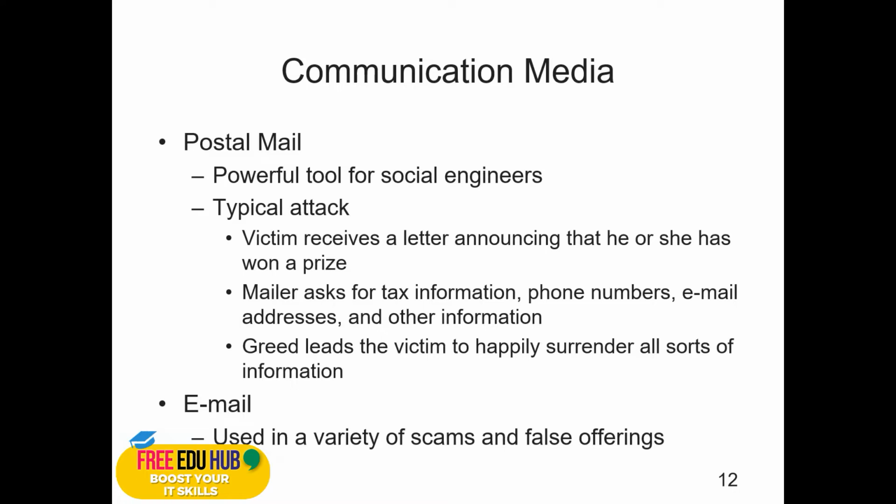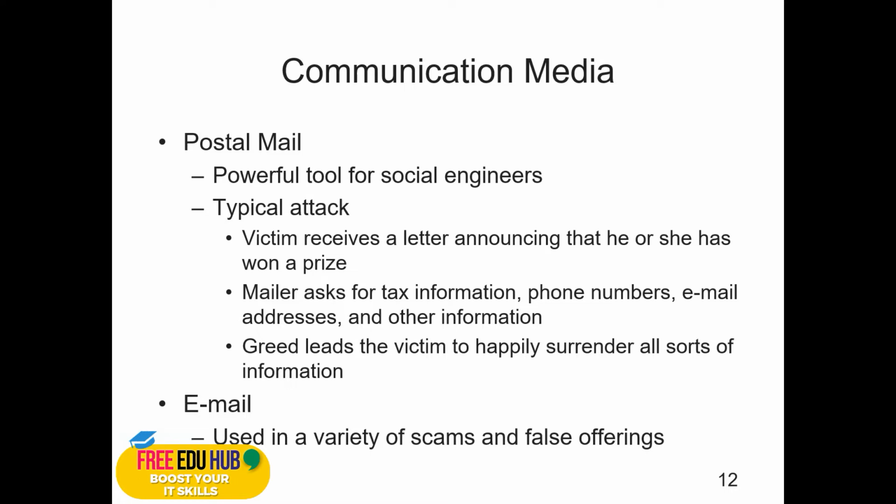But consider if the same email or postal mail is sent to 500 people and 50 respond, they are still making some money out of it. Typical attack: the victim receives a letter announcing that he or she has won a prize. The mailer asks for tax information, phone numbers, email address, and other information. So deliberately you are providing all that information along with the money that you will be sending. Your personal address, phone number, email address, and all those things are gone. Greed leads the victim to happily surrender all sorts of information willingly to the person who is looking for it.